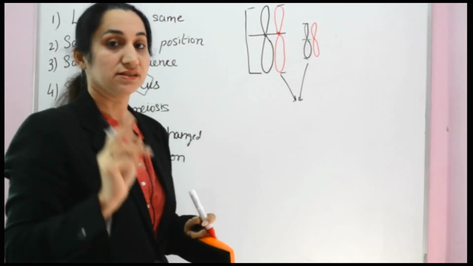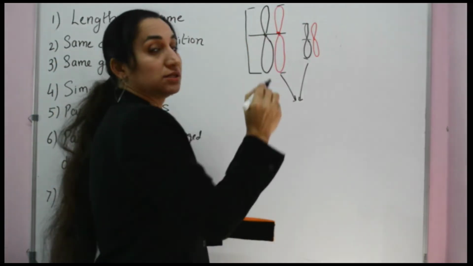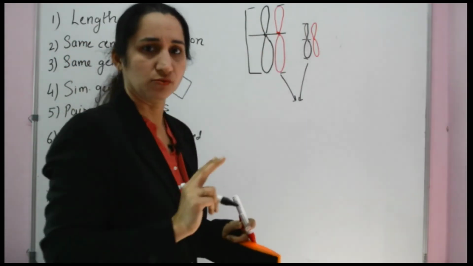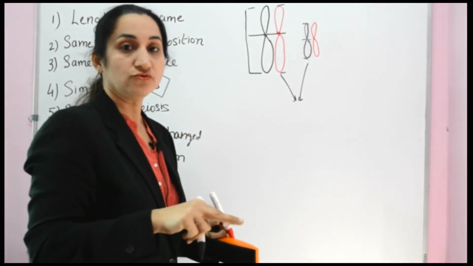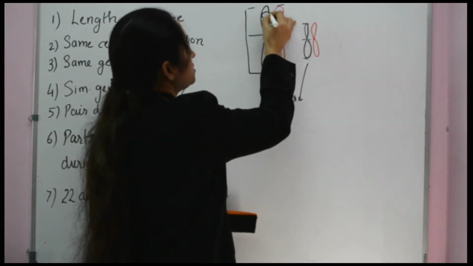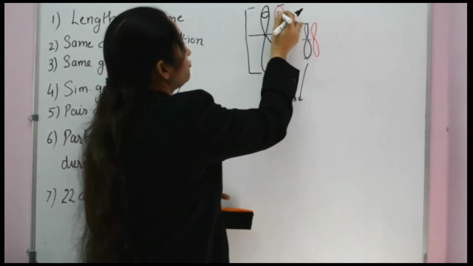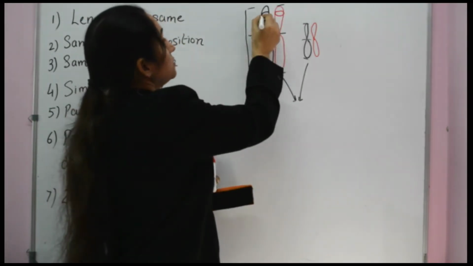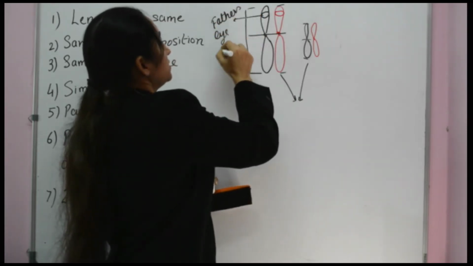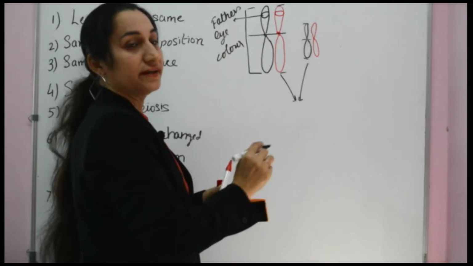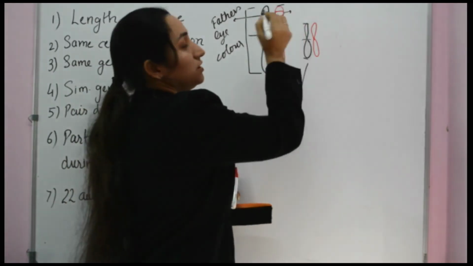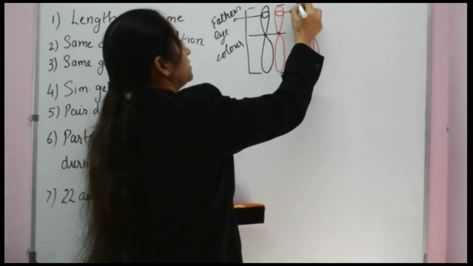The third characteristic of a homologous pair is the position of the gene. The sequence of genes is always the same in a homologous pair, right? The locus of a gene, locus meaning position of the gene, will also remain the same. Let us suppose this is the locus, or position, of the gene for father's eye color. Then in the mother's homologous chromosome, the same locus would be there for mother's eye color.